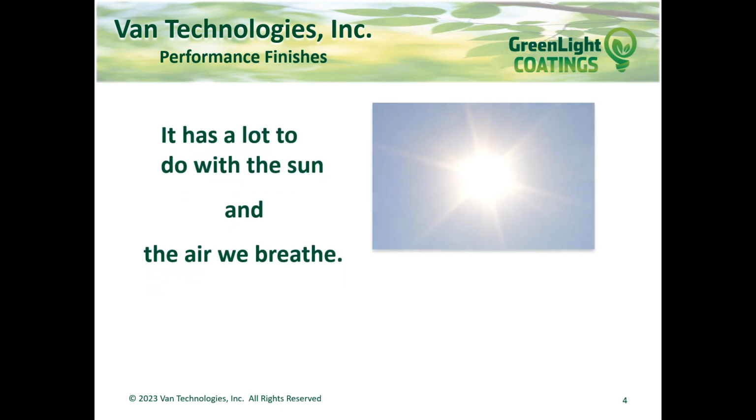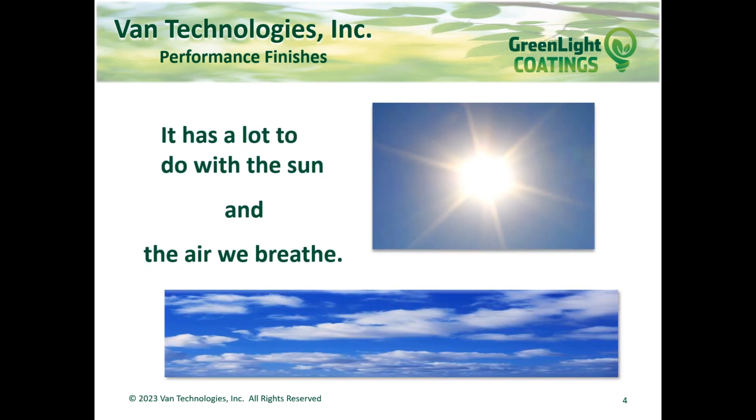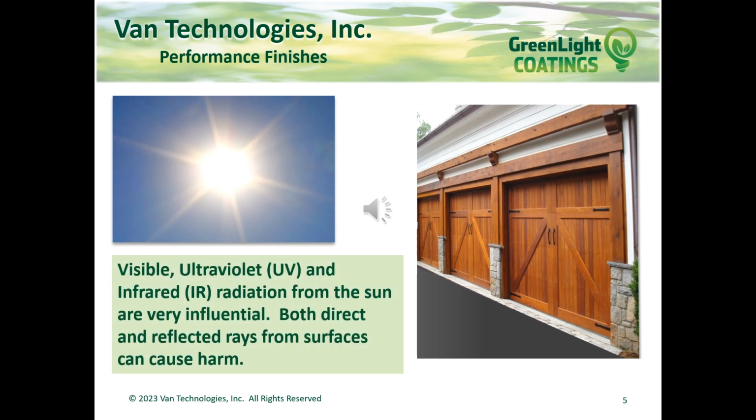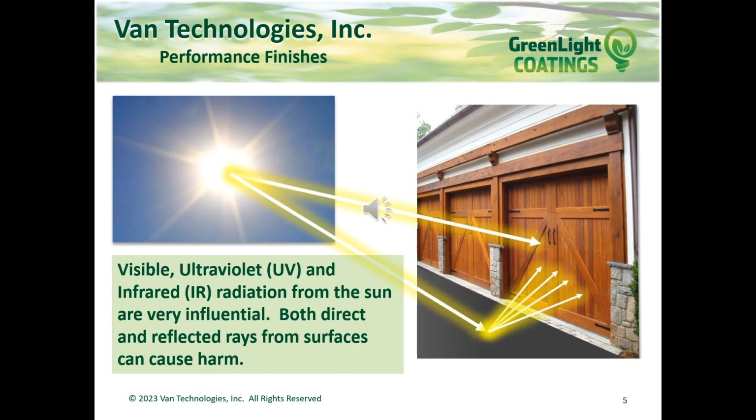It has a lot to do with the sun and the air we breathe. Visible, ultraviolet and infrared radiation from the sun are very influential. Both direct and reflected rays from surfaces can cause harm. Asphalt is quite reflective, especially when wet. Grass and other surfaces are less reflective, and thereby less influential on surface deterioration.